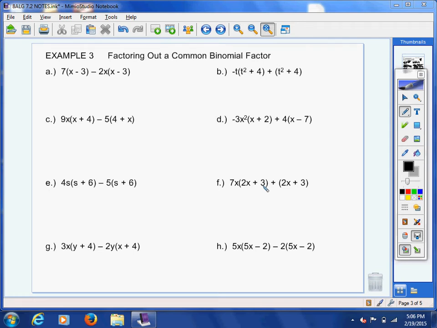We're going to talk about section 7.2, example 3, and I am going to teach you today how to factor out a common binomial factor. So it is possible that your GCF is actually a quantity that has more than one term in it. I'm going to demonstrate it to you, and I think you're going to find it to be very, very easy. I hope so.